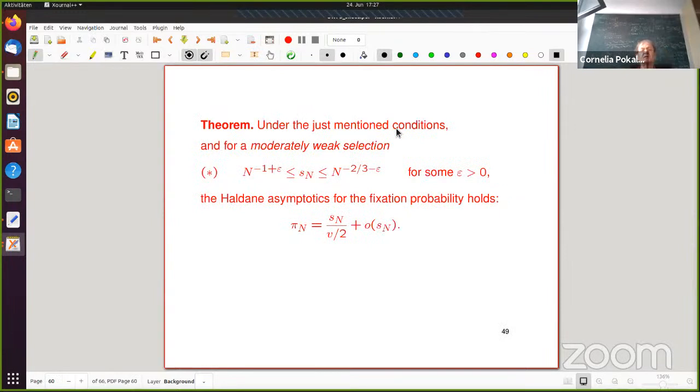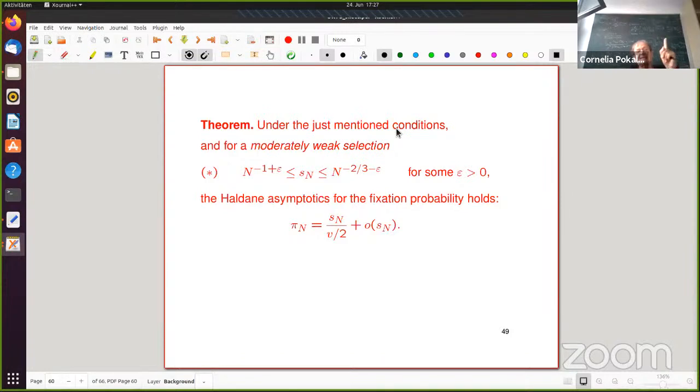Under these conditions, and for a moderately weak selection, where the s_n is of the asymptotics n to the minus b, where the b is between 2/3 and 1, right? So it's quite weak here, the selection. It's more towards the n to the minus 1 thing. Then the Haldane asymptotics for the fixation probability holds.